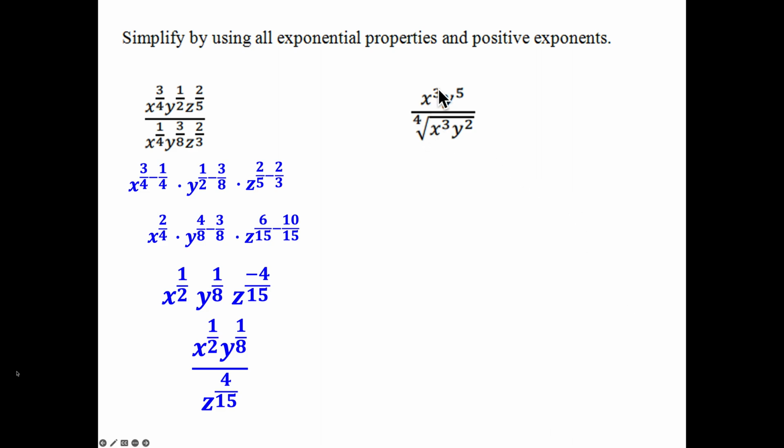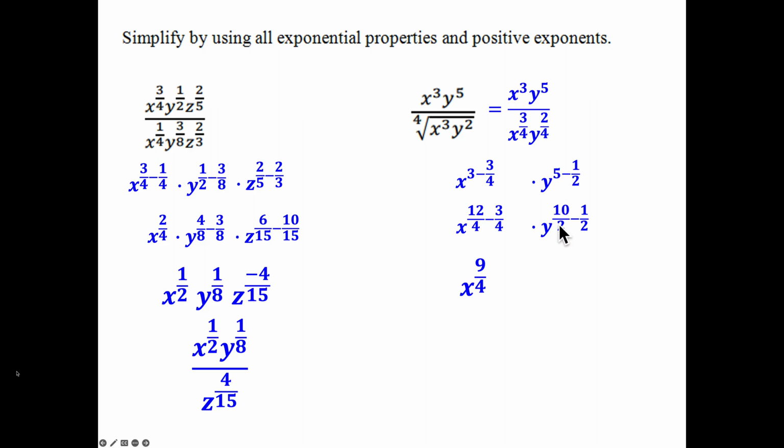Okay, and this one here, x to the 3rd, y to the 5th, all over the 4th root of x to the 3rd, y squared. Change those to fractional exponents, x to the 3/4, y to the 2/4. Now we can apply the same rule we did over here. Divide your x's, subtract your powers, 3 minus 3/4. We really need 3 as a fraction. So 3 over 1, change it to denominator 4, that will be 12 over 4. Subtract, we get 9 fourths. y to the 5 minus 2 fourths, or 1 half. Okay, 5, change that to a denominator of 2, 10 over 2. That's 9 halves. There's my final answer.